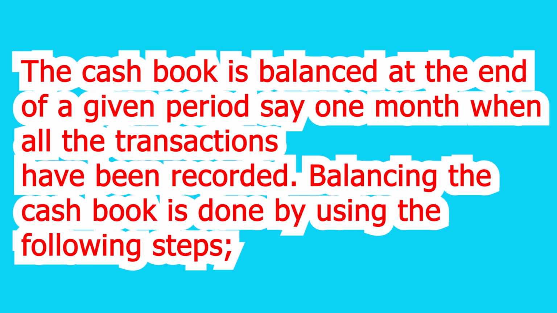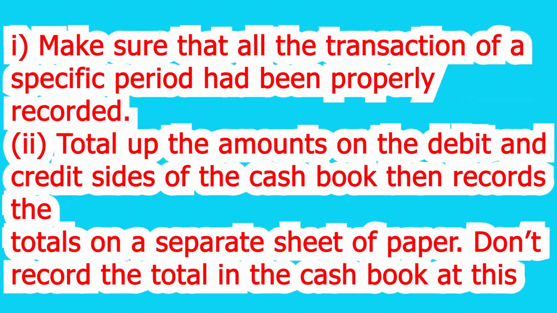So we have the first step: make sure that all the transactions of a specific period have been properly recorded. Our second step: total up the amounts on the debit and credit sides of the cash book, then record the totals on a separate sheet of paper. Don't record the totals in the cash book at this stage.